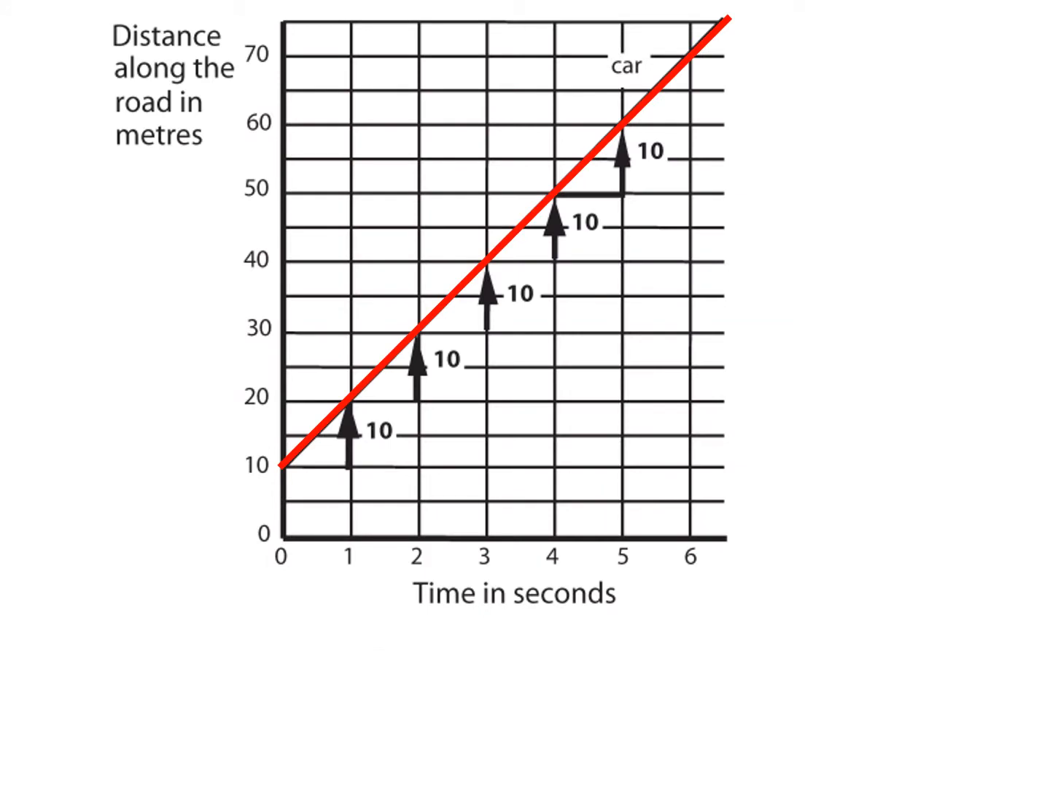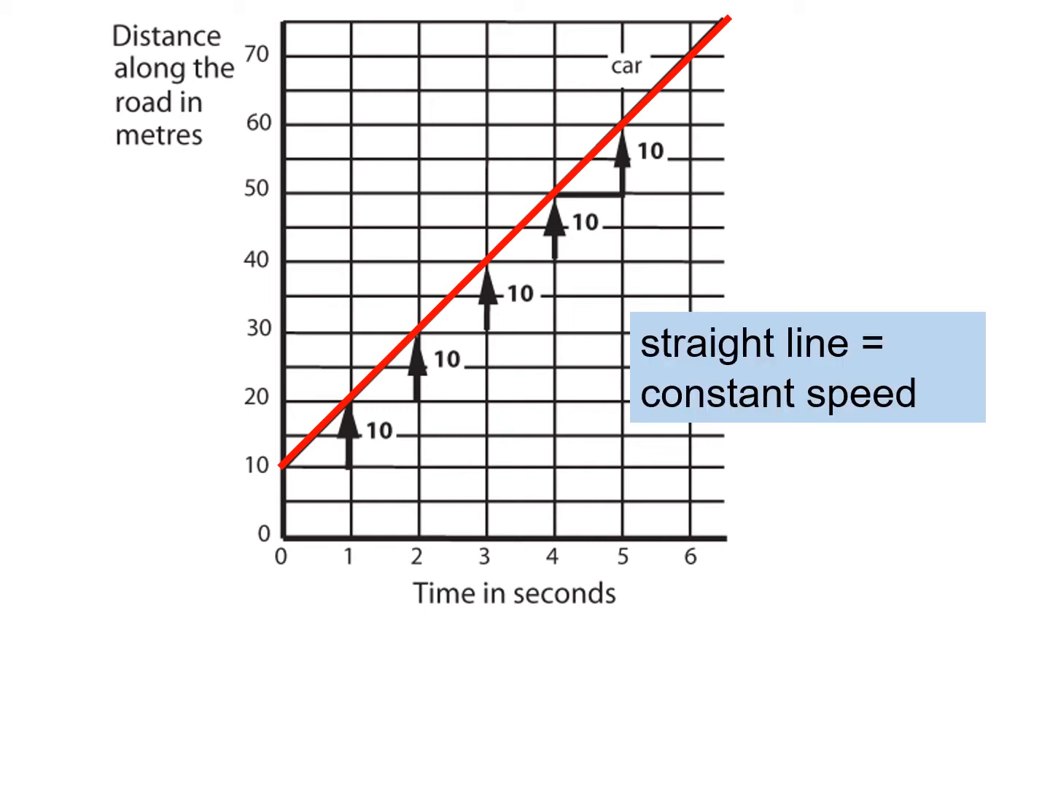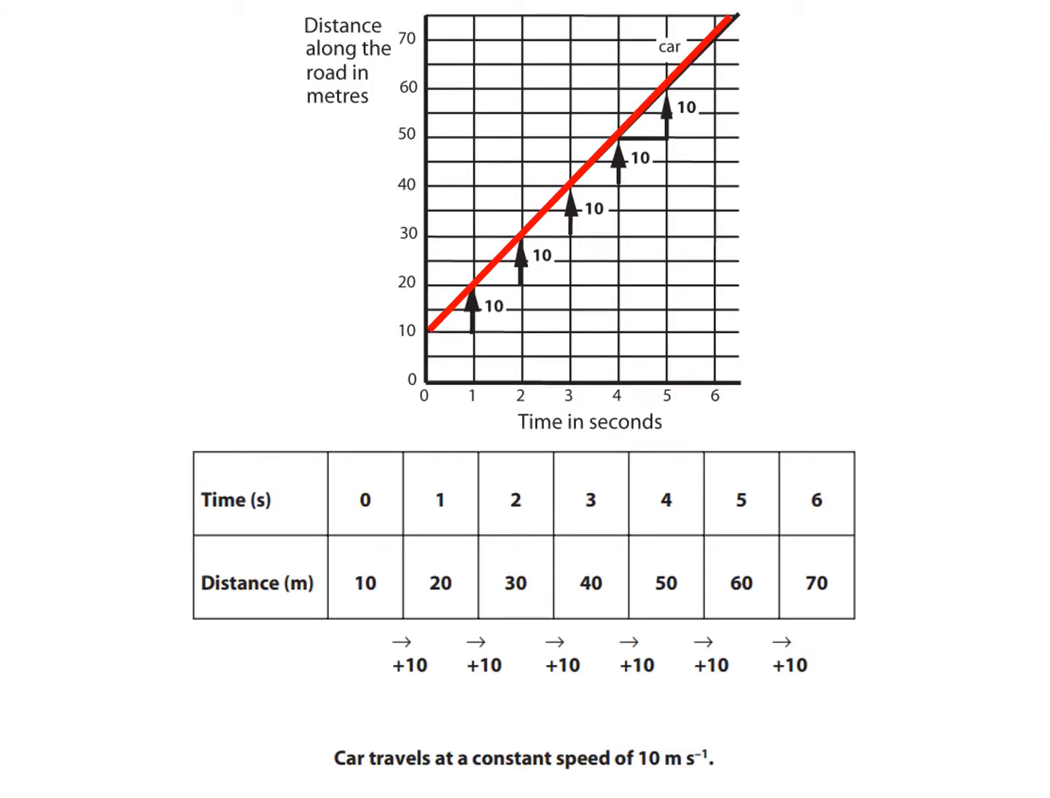In this example, a car is moving along a road at a constant speed. We can tell this because the graph is showing a straight line. The gradient of the line is not changing. This means that the distance travelled every second is the same. In this example, the car travels 10 meters every second, so the speed of the car is 10 meters per second. The table of values used to create this graph would look like this.